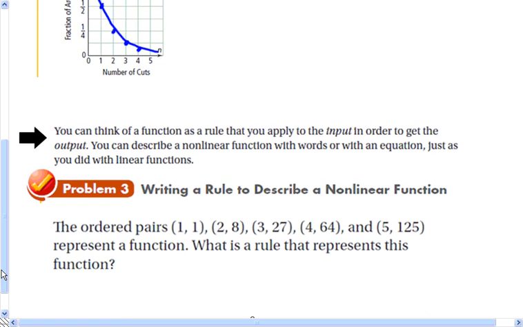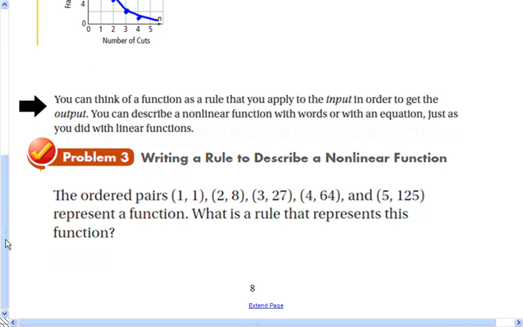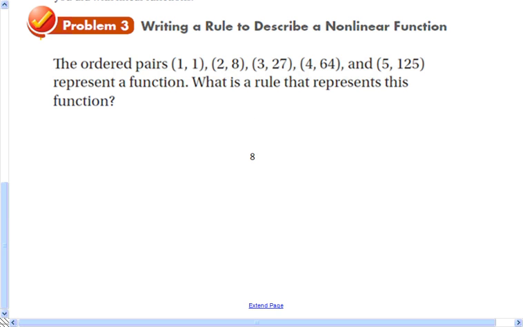You can think of a function as a rule that you can apply to the input in order to get to the output. You can describe a nonlinear function with words and/or an equation. We have some strategies for finding the equations of linear functions. We don't really have them for nonlinear, so we're just going to have to use our reasoning power to figure this out.